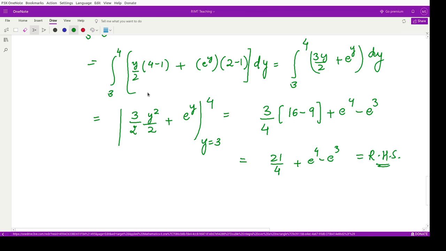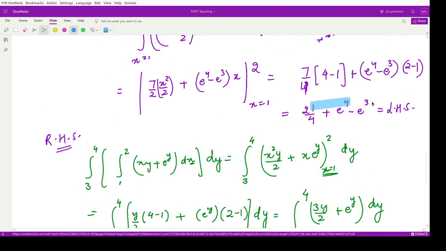Now you see your right hand side here, this quantity is equivalent to the left hand side. So this is what we are to prove here.